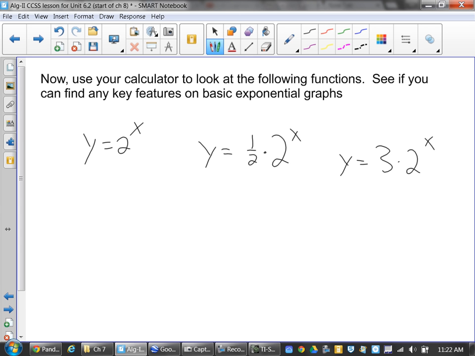And I want you to look at those also. For that 1/2 times 2 to the x, since you're just putting it into the calculator, you're really not doing anything with it. If you want to use it as 0.5, it's okay. But remember, what's being raised to the x power? Just the 2.